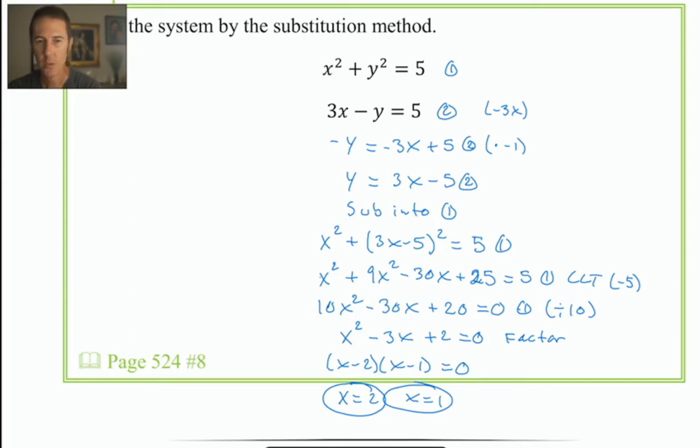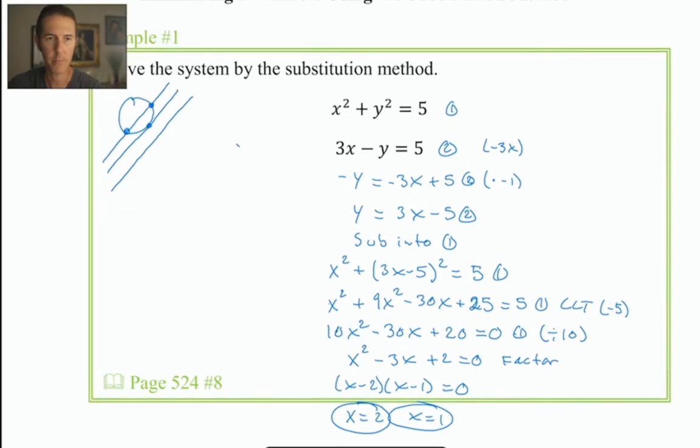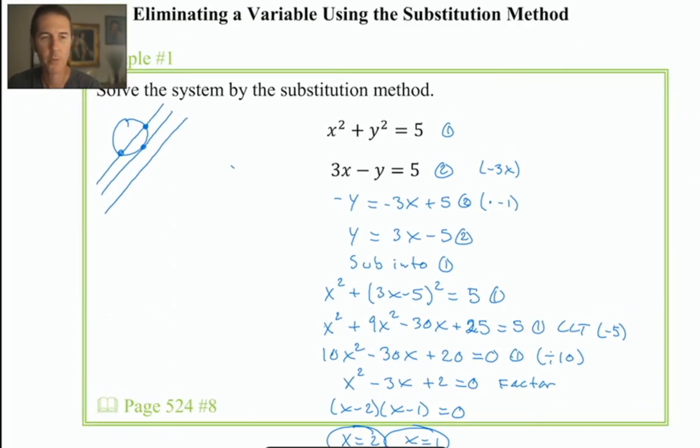So there are some options. Either your circle is going to be bypassed by the line, y = 3x − 5, or the line is going to just barely touch the circle at one point, or the line is going to cross through the circle and you're going to have 2 points of intersection. I hid that behind me, sorry. So those are the 3 possibilities in this system: 0 solutions, 1 solution, or 2 solutions.